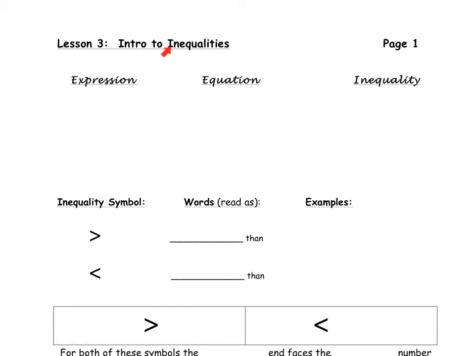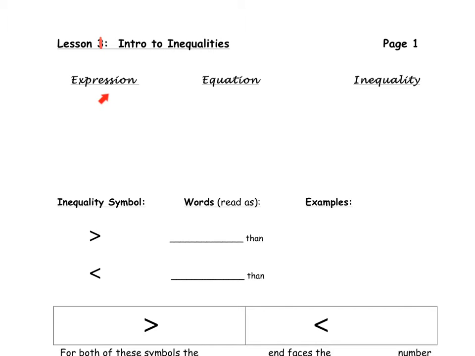Welcome to our introduction to inequalities, and actually this is lesson 1, not lesson 3, so that's a typo if you want to correct that on your paper. So today, before we start working with inequalities, we're going to compare them to expressions and equations and see what we find similar and what we find different.